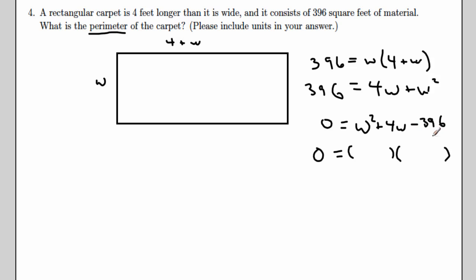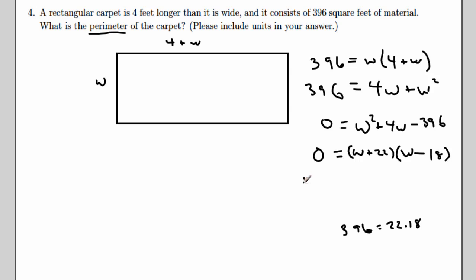But if you start writing out some of the factors, you'll discover that 396 factors into two numbers that are very close together. It factors into 22 times 18. So those numbers multiply together to be 396, and you can tell that they're 4 units apart. So they're going to be exactly what I need here to factor this. So I'll have W plus 22 times W minus 18. That will give me the correct factorization.